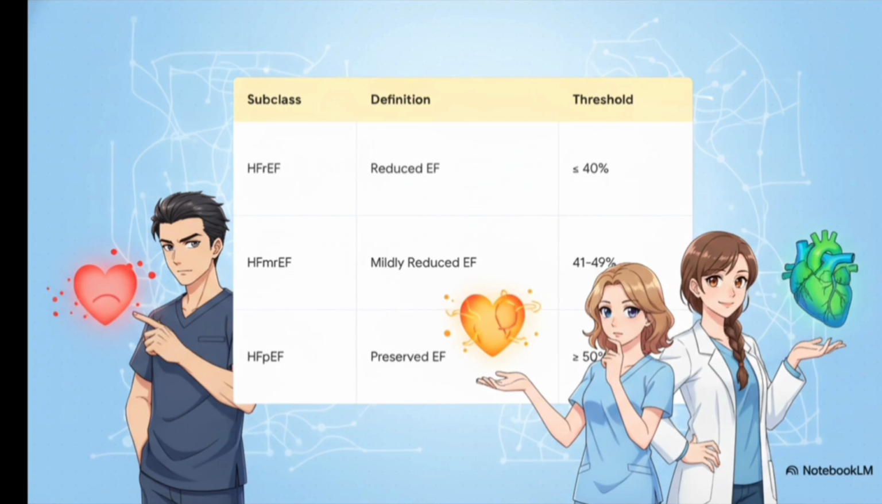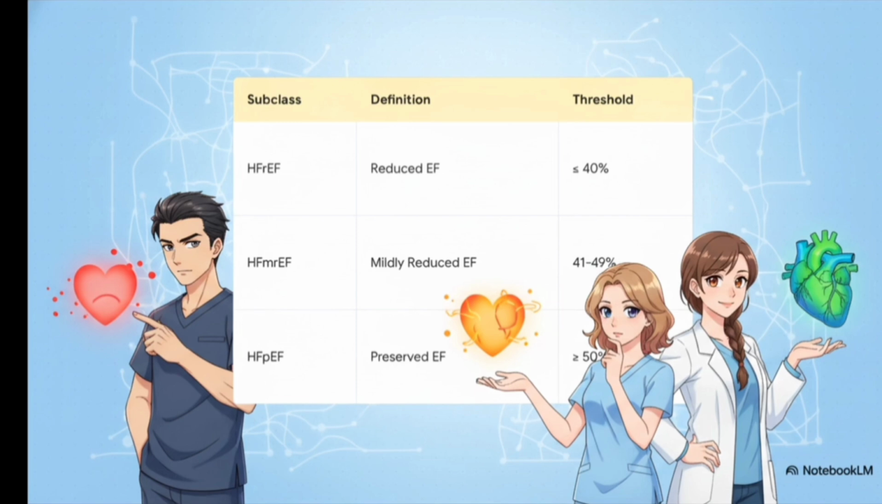First up, we have HF-REF, heart failure with reduced ejection fraction. This is diagnosed when the LVEF drops to 40% or below. Next is HF-MRF, heart failure with mildly reduced EF, sitting in that really narrow 41 to 49% window. And finally, HFpEF, heart failure with preserved ejection fraction, where the LVEF is 50% or higher.